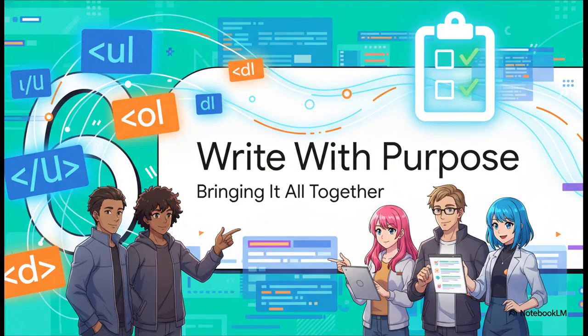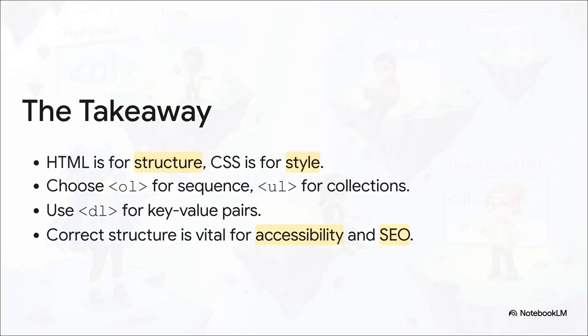Okay, so let's bring this all home. It's time to stop writing lists by accident and start writing them with real purpose. So here are the core lessons. First, always separate meaning from appearance. HTML is for structure, CSS is for style. Second, choose the right tool for the job: ordered for sequence, unordered for collections, and description lists for those key value pairs. And finally, remember that getting this right isn't just about being a picky developer. It is absolutely essential for accessibility and for SEO.